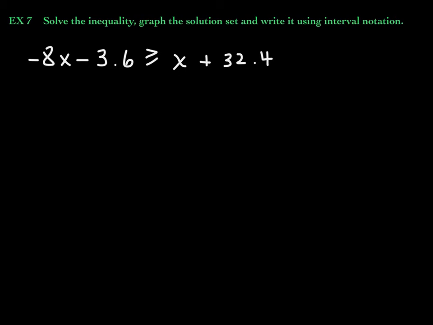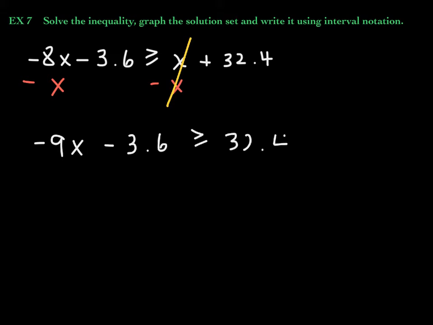I'm going to collect the variables on the left. Remember, I recommend that you keep the variables on the left side at all times. We all know that x minus x is just 0x, so then this just gives us a negative 9x on the left, greater than or equal to 32.4. All right, next I'm going to move my constant term to the right by using the opposite of subtraction, which is addition. So I'm going to be adding 3.6 to both sides. Let me make that look like a decimal point. There we go.